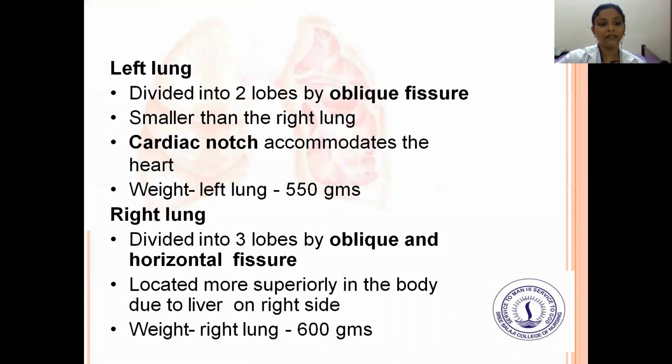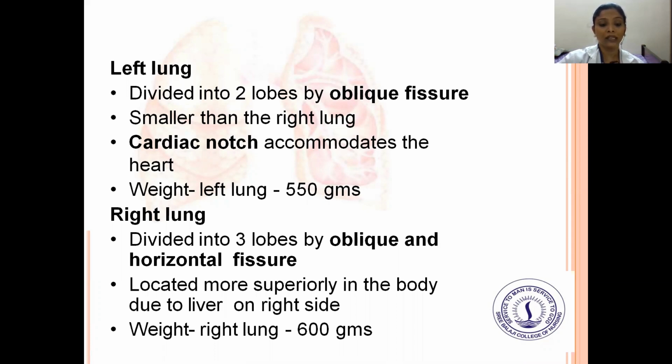Left lung. The left lung is divided into two lobes by the oblique fissure. The left lung is smaller than the right lung. The cardiac notch accommodates the heart. The weight of the left lung is 550 grams, and the right lung is divided into three lobes by the oblique and horizontal fissures.